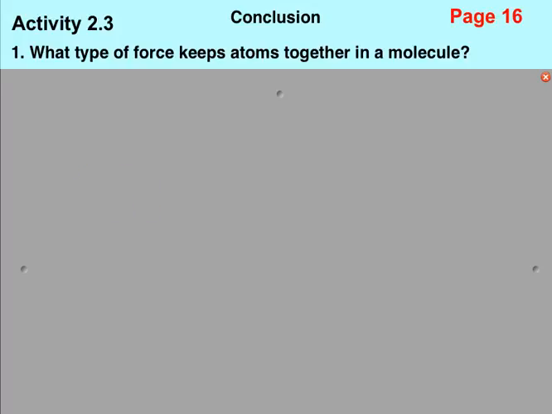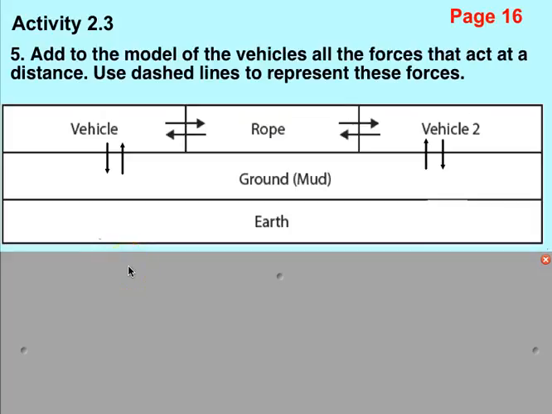Now, when you get to number 5, it says add to the model of the vehicles all the forces that act at a distance. Now, you notice these lines are at a different spot here than the one on page 16 in your book. That's because they're in the wrong spot. So if your book is an older version, these may be down here. You're going to have to slide them up here. So go ahead and use a dashed line to represent forces that act at a distance.